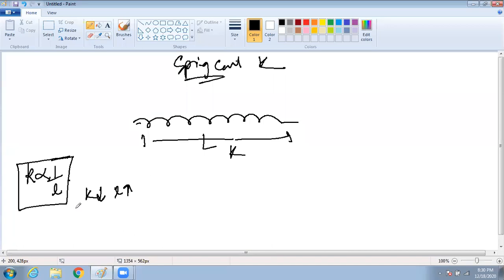If you want to change K, then you have to cut it, or maybe elongate it. Then only it will change. Sir, which means a particular spring will have only one constant, no, sir? We cannot change it, no, sir?